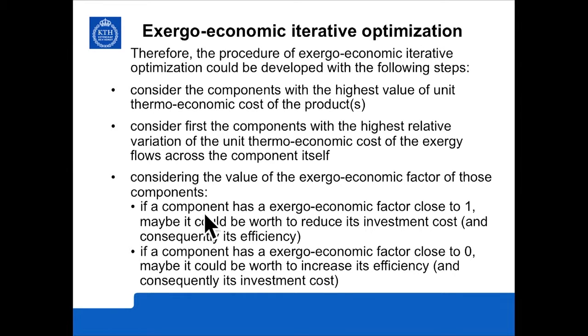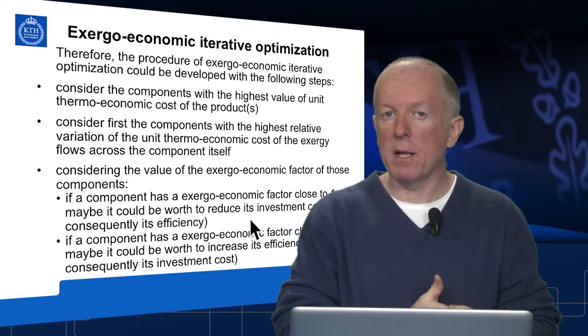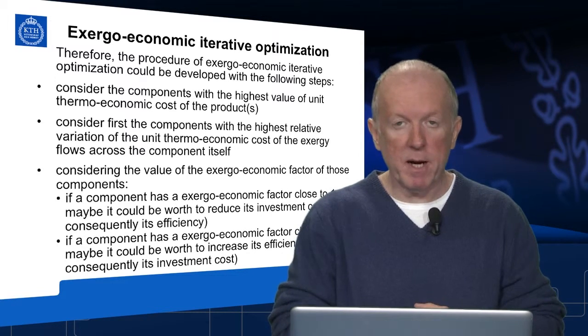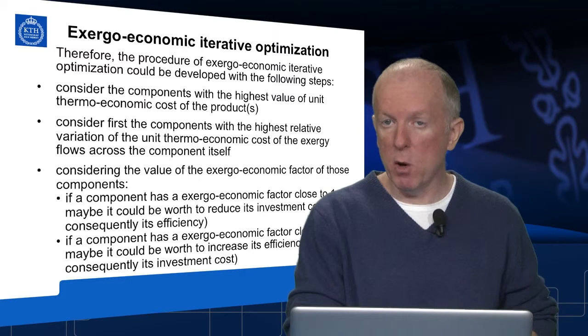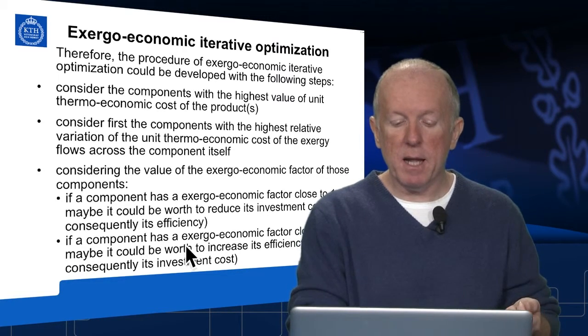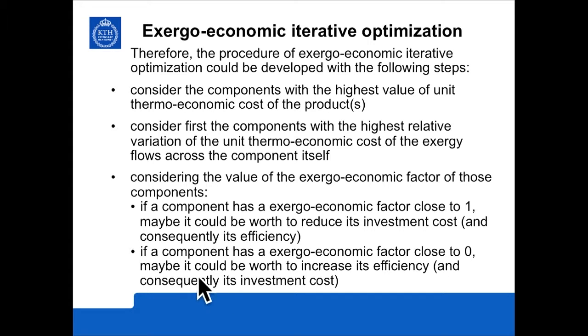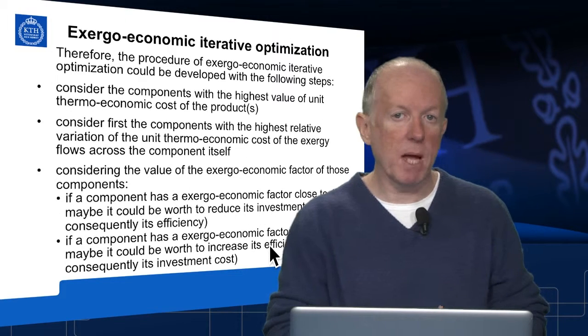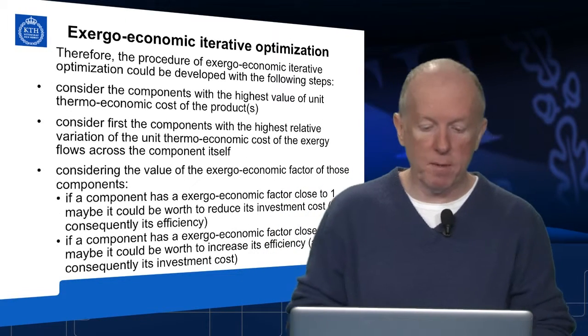If the component in your list with a high increase of unit thermoeconomic cost has an exergonomic factor close to 1, maybe it could be worth reducing its investment cost, so changing the component with one of a little lower efficiency but with a better effect in terms of economy, because the cost will be lower. If a component, on the other hand, has an exergonomic factor close to 0, it could be worth increasing its efficiency, definitely. Probably this component is too inefficient and at the same time too cheap for your system.